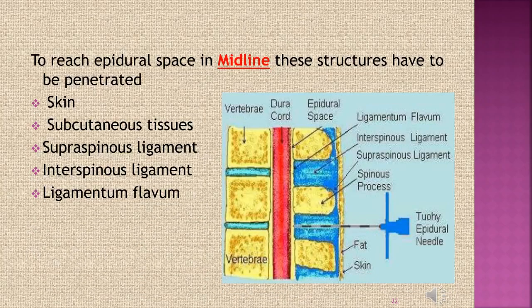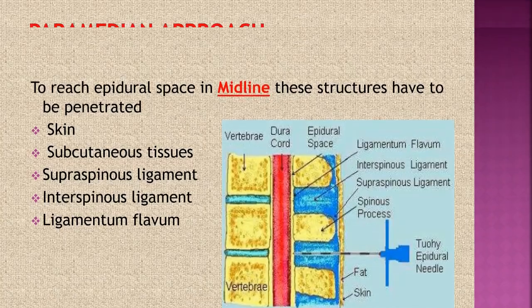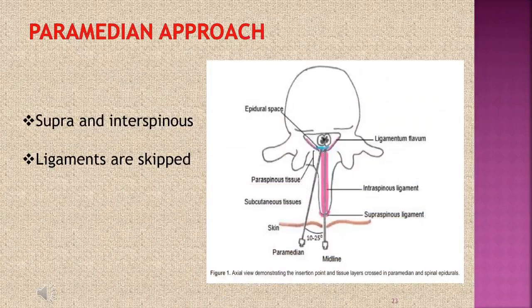How to reach the epidural space? It can be reached by midline or by paramedian approach. So if we want to reach the epidural space by the midline approach, the structures to be penetrated are skin, subcutaneous tissues, supraspinous ligament, interspinous ligament, and ligamentum flavum. Whereas in the paramedian approach, supra and interspinous ligaments are skipped.